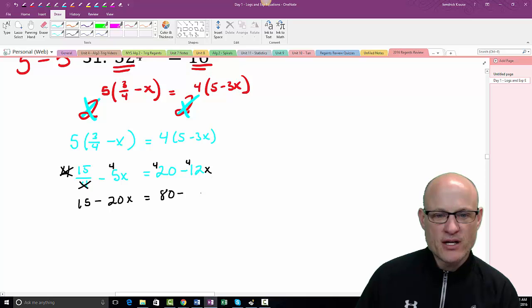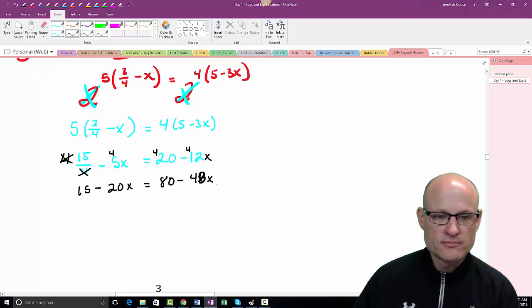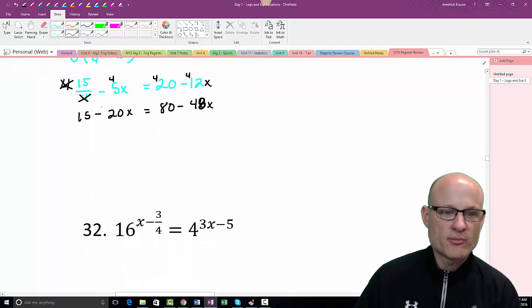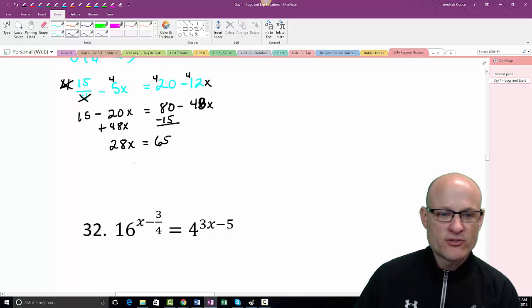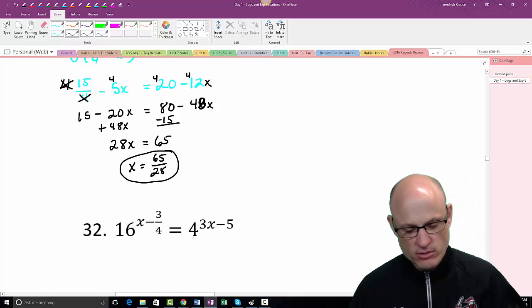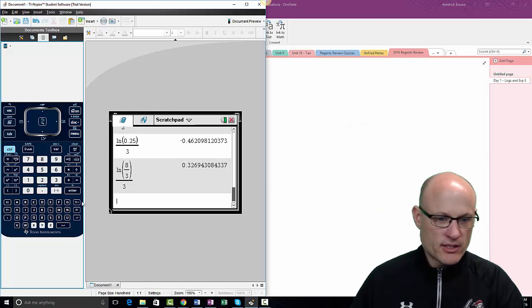minus, oh, this should be x here. 4 times 12, 48x. Let's see, I'm going to bring this over here. I'm going to add 48x. So I get 28x equals, and I'm going to subtract 15. I get 65. So x is equal to 65 over 28. I'm relatively certain that's wrong. Got to be wrong, right?